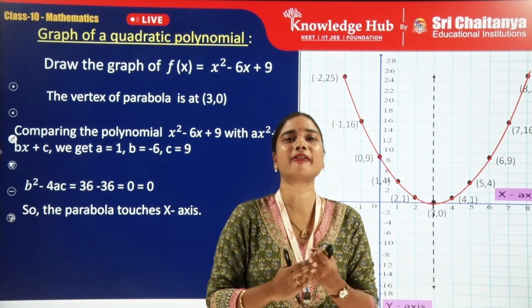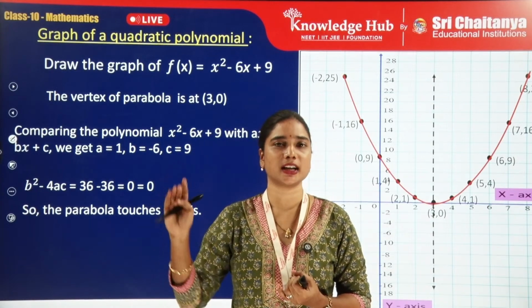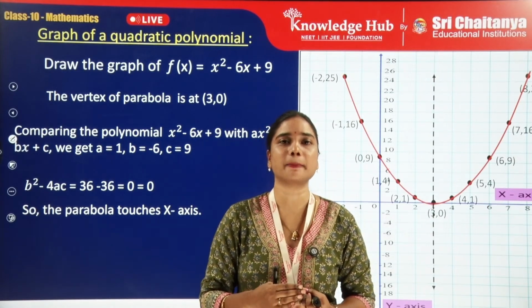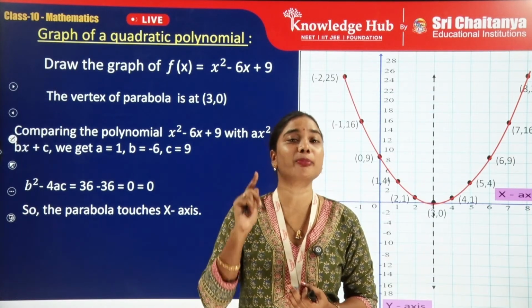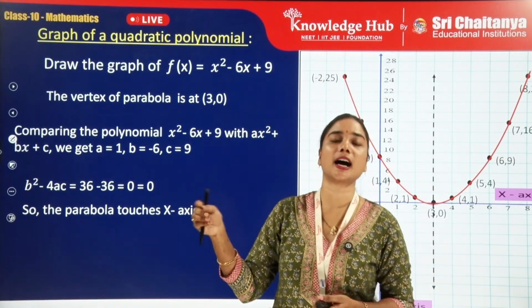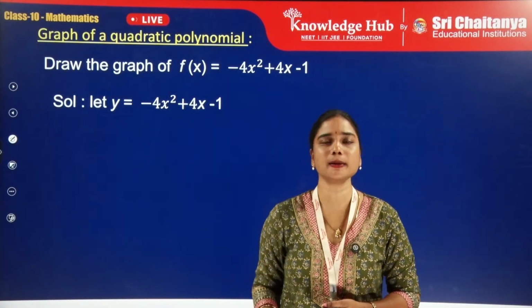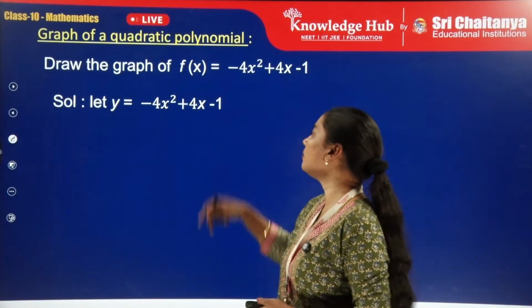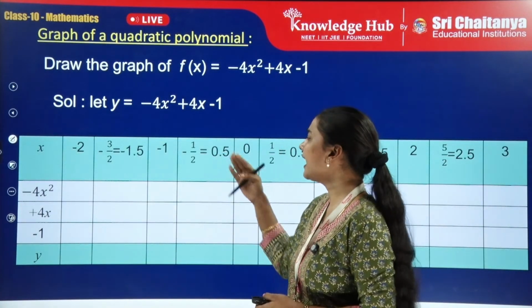If the coefficient of x square is positive, then the parabola opens in the upward direction and the factors are the same. The parabola touches the x-axis at the same point, and if b square minus 4ac becomes 0, the parabola simply touches the x-axis at one point.